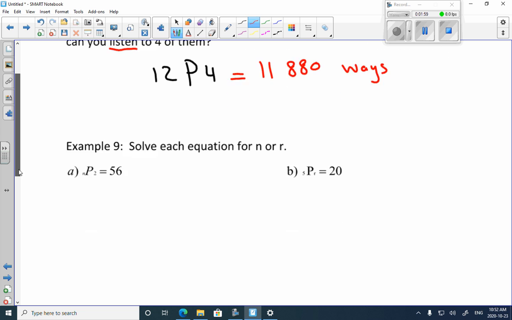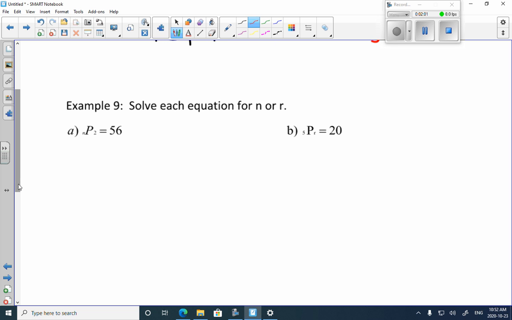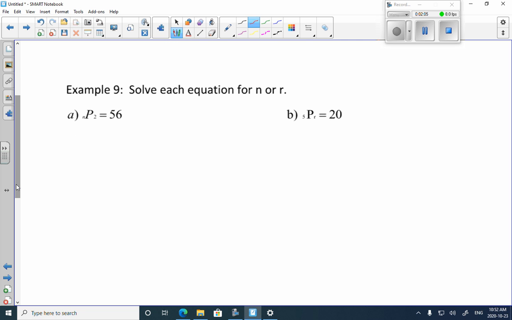For example number 9, that's pure algebra. We are not given a sample of objects to arrange or anything, but we are required to use the expansion of permutations. For this one, I'm going to start on the left-hand side, the side that will take some expansion. This would be n factorial on the top, and at the bottom, n minus 2 factorial, the difference factorial, and that's equal to 56.